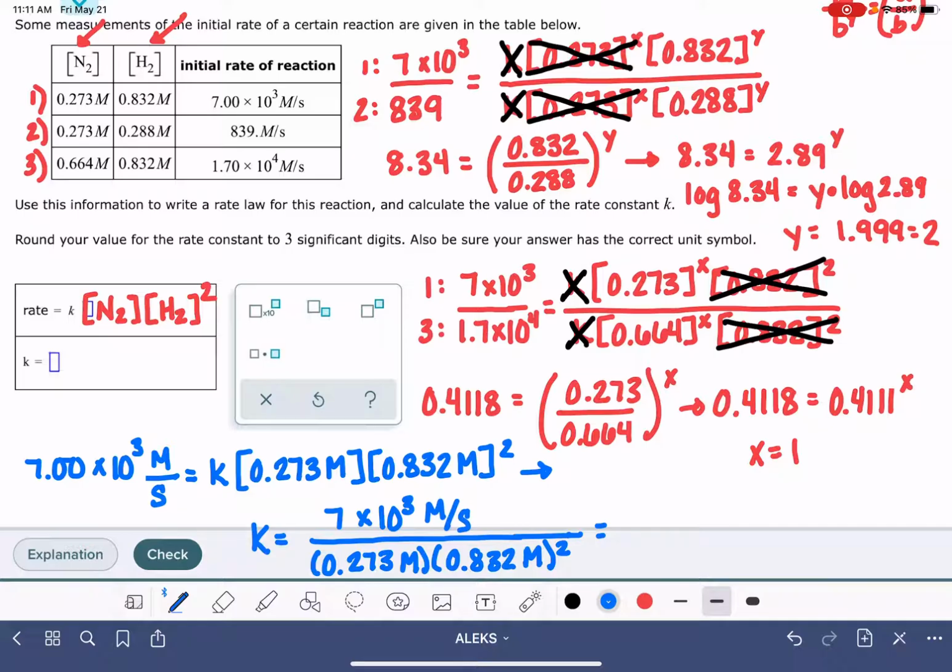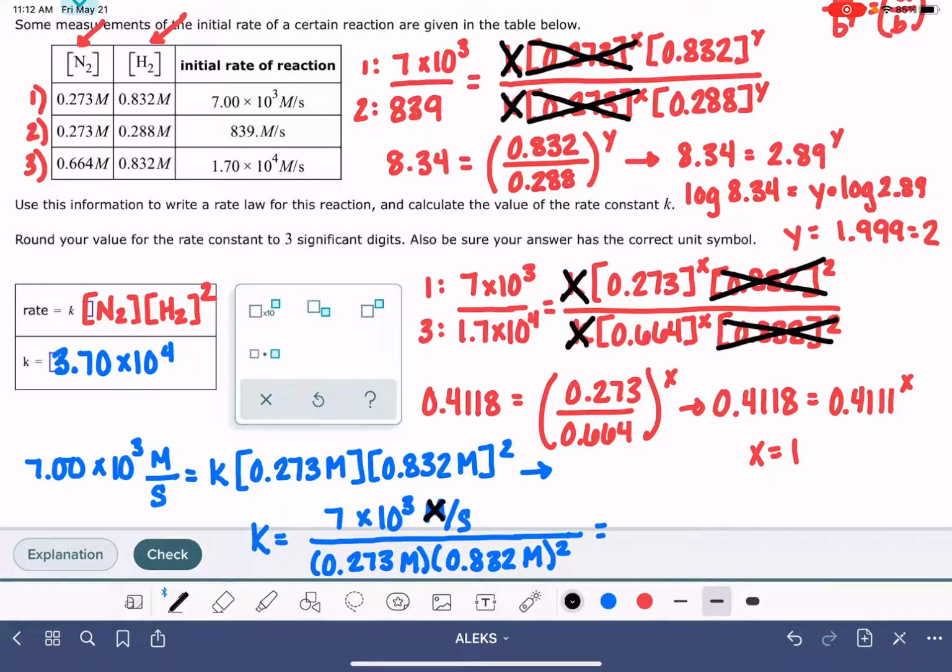Working out the number here is not going to be hard. Like the number part of this answer, 7 times 10 to the third divided by 0.273 divided by 0.832 squared. That much of it is not tricky. 3 significant figures, 3.70 times 10 to the fourth. The hard part is going to be figuring out the units in this problem, like paying attention to them so that we don't mess it up.